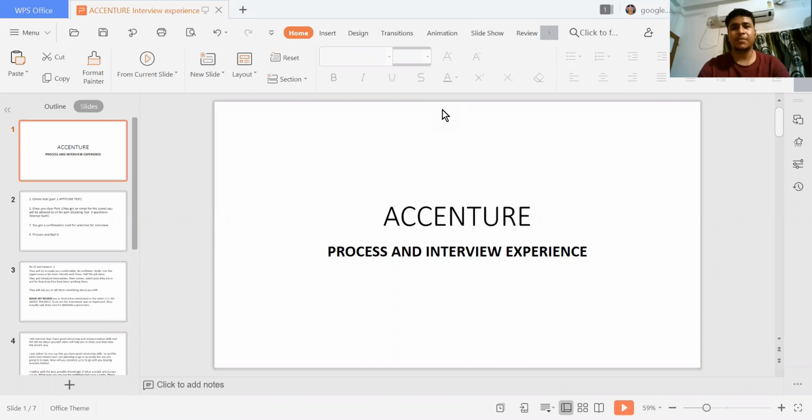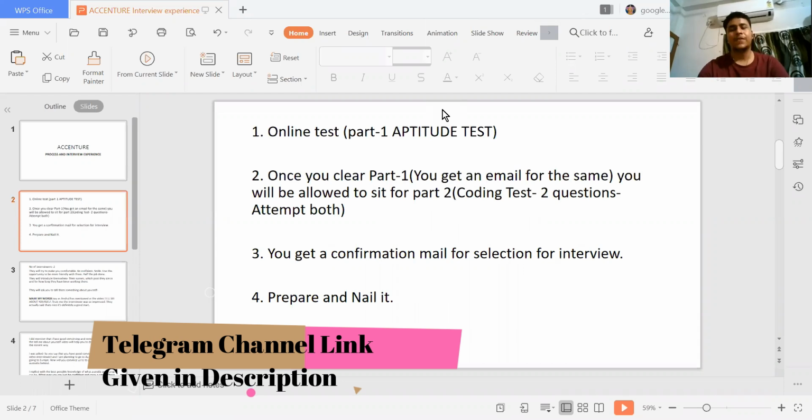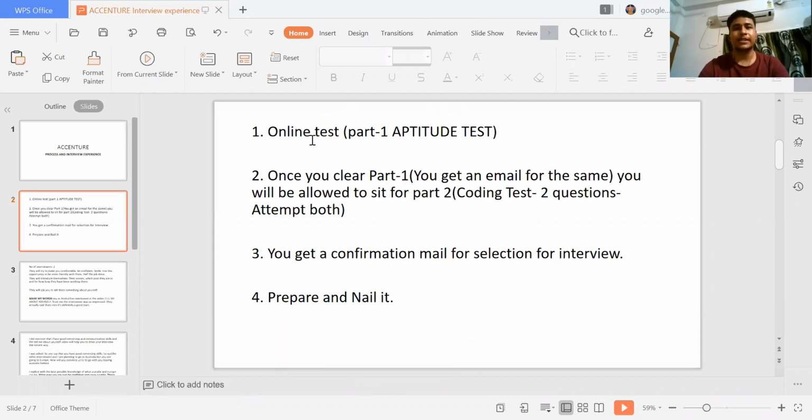Today I'm here to share my interview experience at Accenture. So let's start, shall we? First, we will have to do the online test. That is an aptitude test. And once you clear this test, you're sitting for the next round, that is the coding test. There will be two questions for coding, and you'll have to attempt both. After that, you will get a confirmation mail for the selection of interview. And just prepare and nail it.